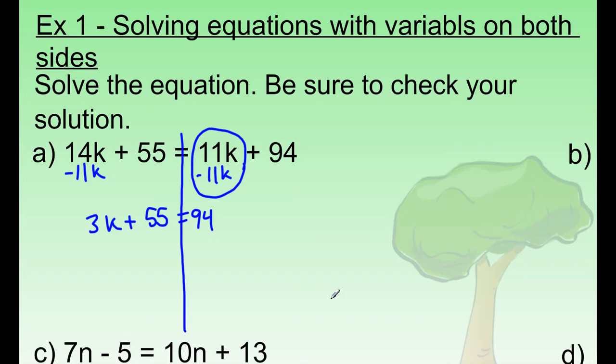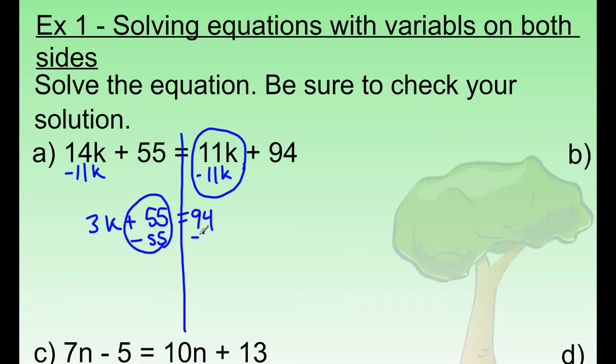Now if you look at that, that looks like an equation from the last lesson. We have one variable. This is what's actually called a two-step equation. It's going to take 2 steps to solve this. We're going to get rid of the add and subtract. Then we're going to get rid of the multiply and divide, and we'll be done. So, minus 55 on both sides.